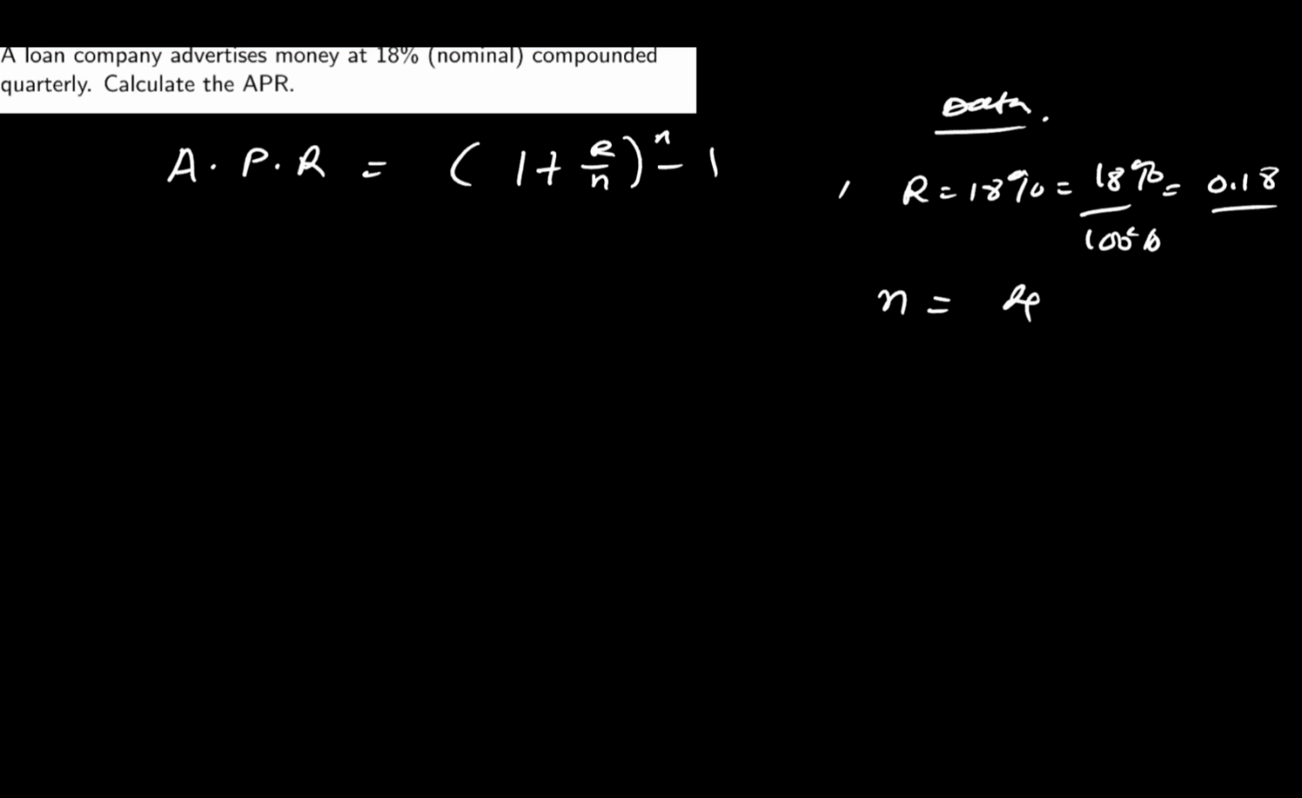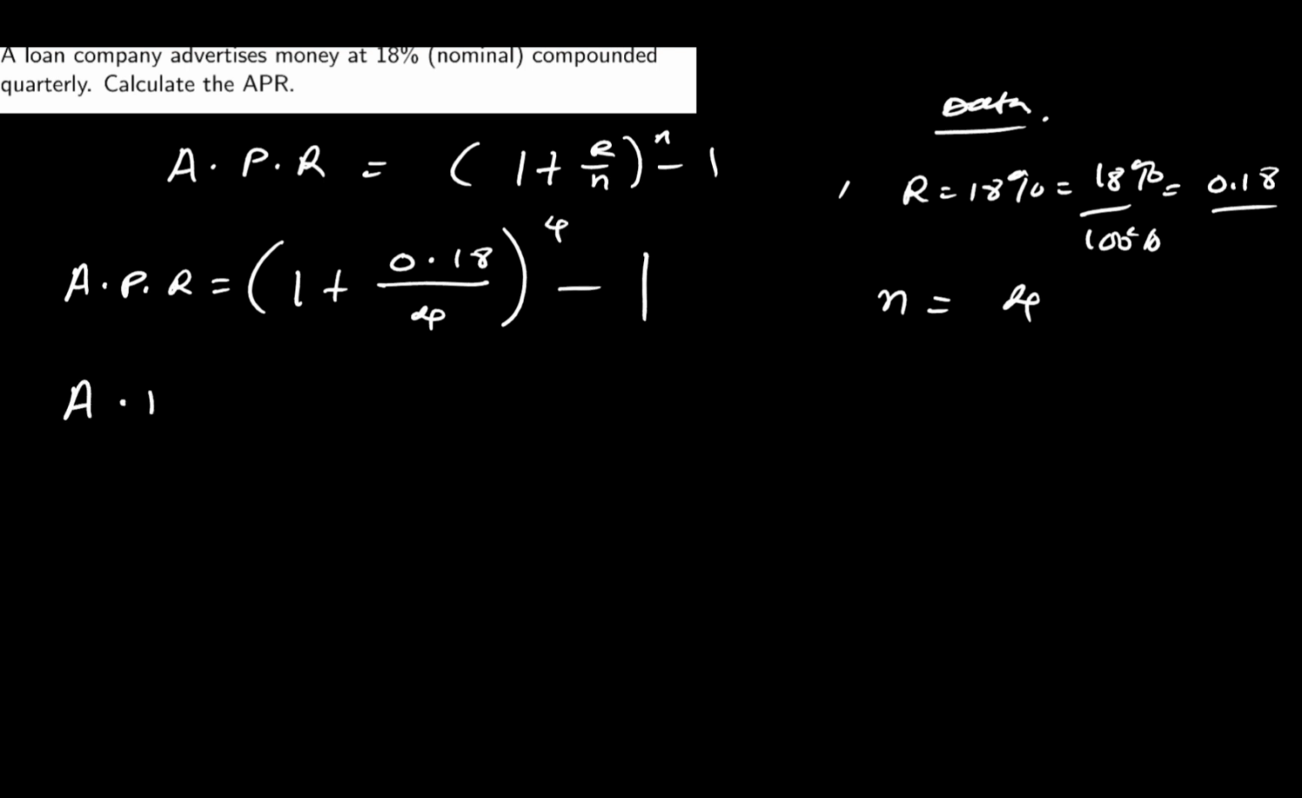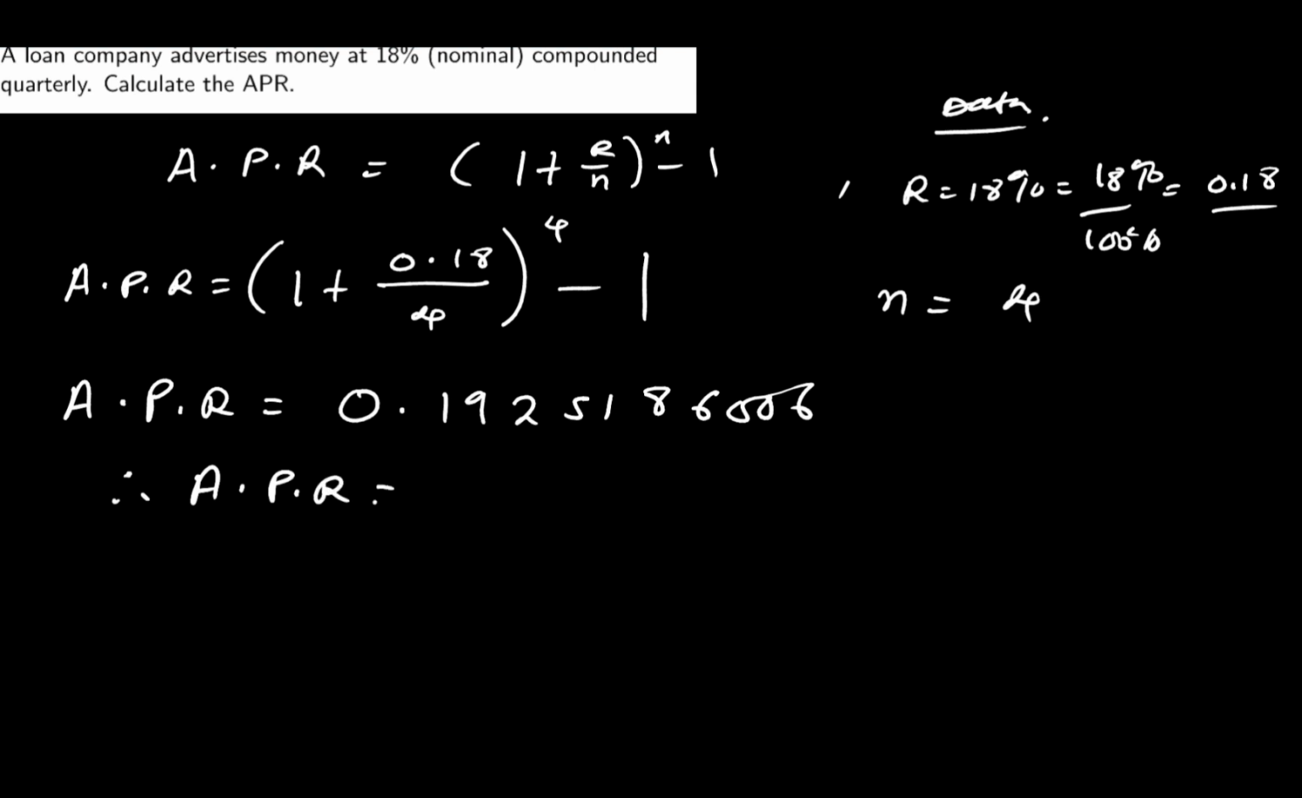And then all we have to do now is to just plug in. The annual percentage rate, which is the effective rate, is equal to 1 plus the rate, which is 0.18, divided by 4, raised to the power 4, minus 1. If you compute this on your calculator, you will get your annual percentage rate to be about 0.19251860006.